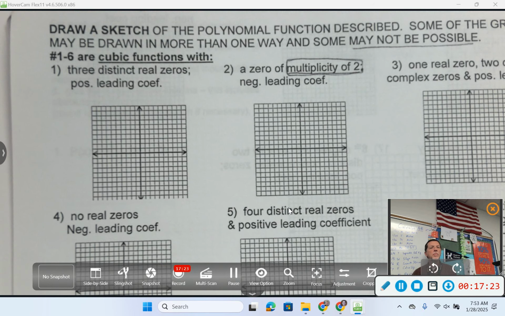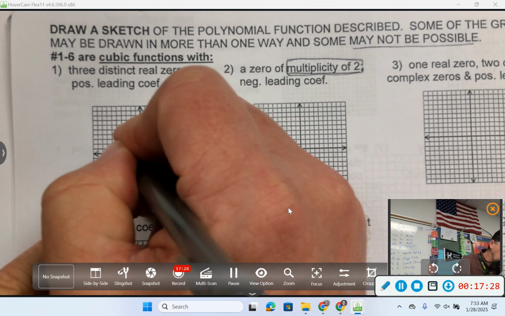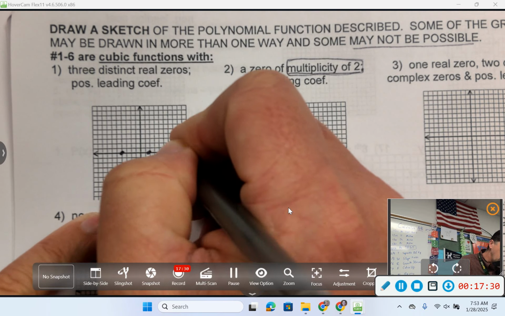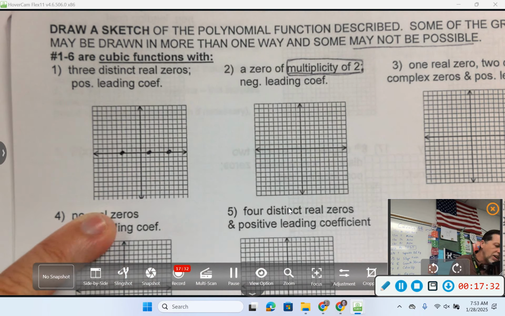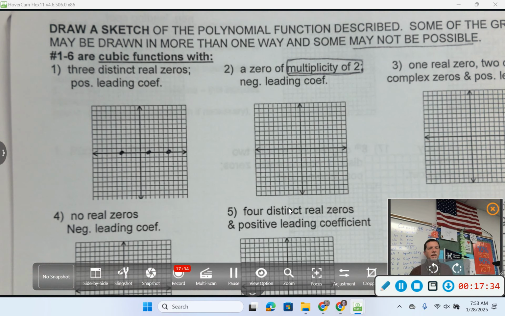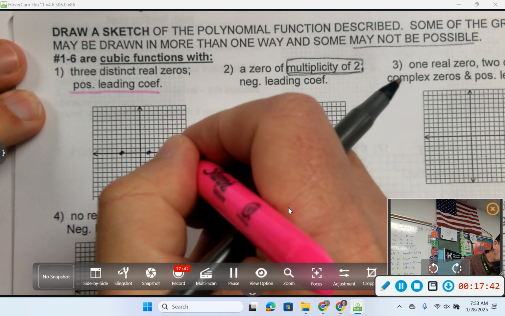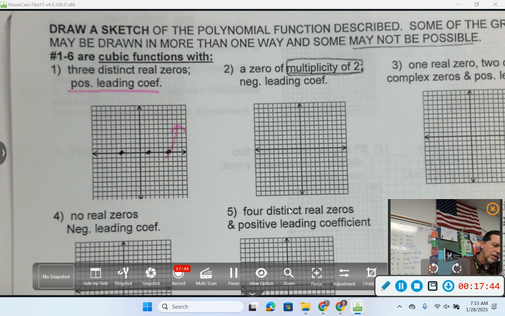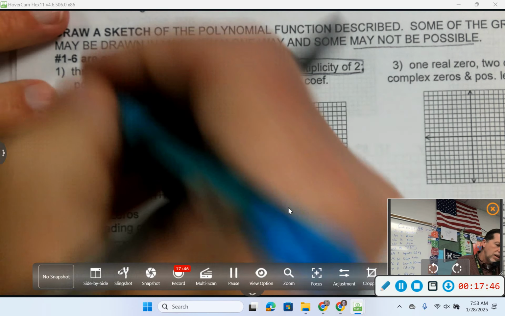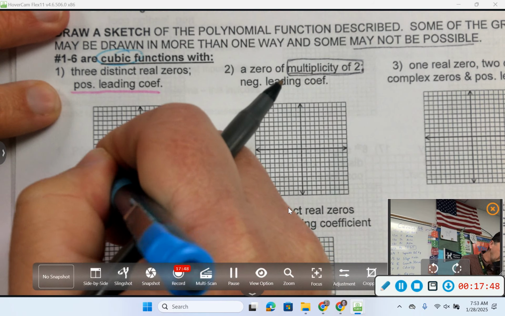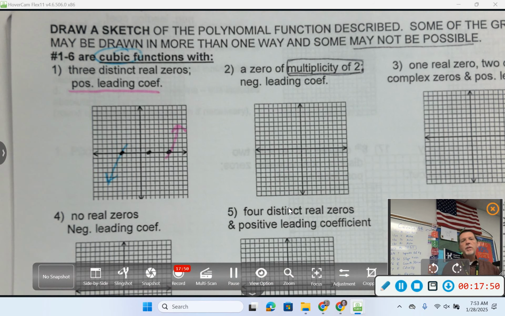Could you just draw that? See it? 3 distinct zeros just means put 3 zeros on there somewhere. Distinct, though, so they have to be different. A positive lead coefficient. So that would mean we're going up on the right. It's cubic, so we've got to be going down on the left. And then we can just connect the dots in between there.